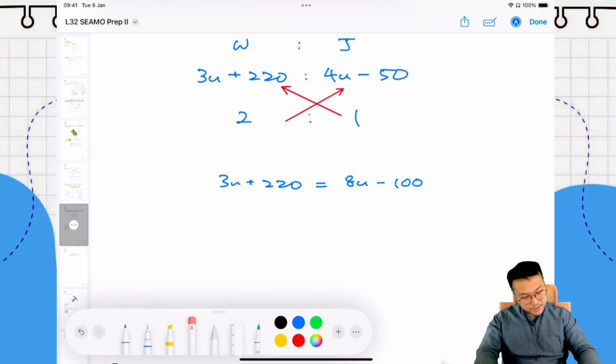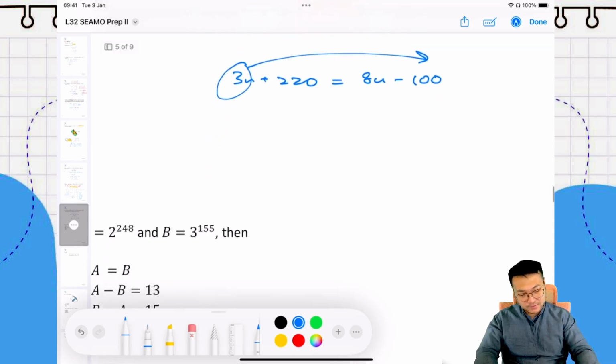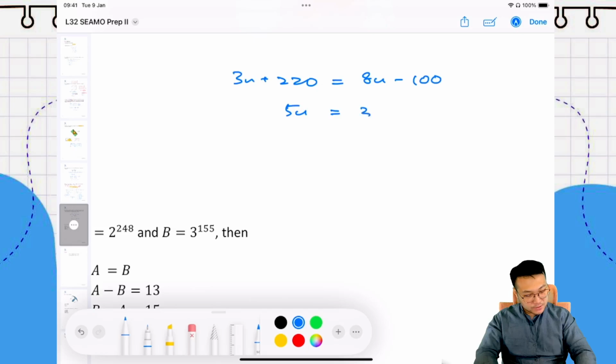8u minus 100. So if I bring this over to the other side, will it be positive or negative? Negative. Okay, so I have 8 units minus 3 units. And what about the negative 100? If I bring it over, positive 100, that means I'll have 220 plus 100. So 8 units minus 3 units is 5 units. 220 plus 100 is 320. That means 1 unit must be 64. So, sorry, not 64. 16.